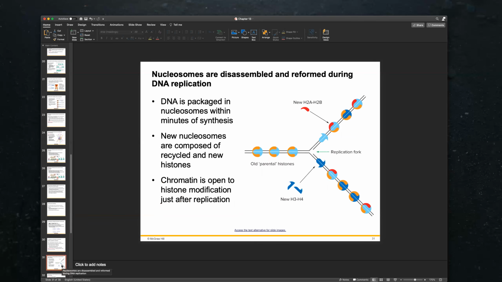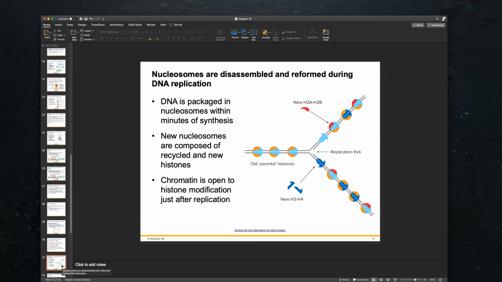All right, nucleosomes are disassembled and reformed during DNA replication. So in interphase, in the S phase, when DNA synthesis occurs, it goes from not being packaged into nucleosomes to, within minutes of synthesis starting, getting packaged into nucleosomes.